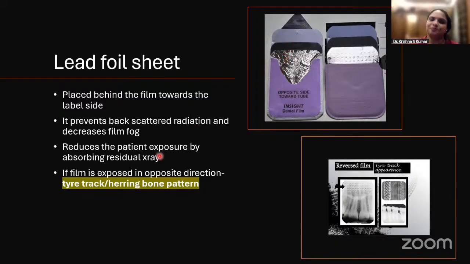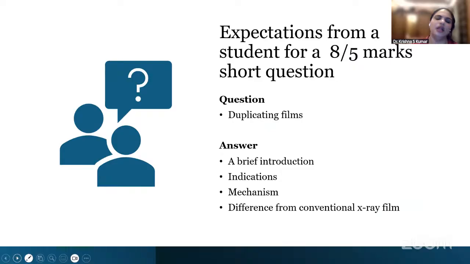So this label side should not be placed in front of the X-ray tube. If it is placed like that, what happens? This lead foil will absorb the primary radiation. Before reaching the film itself, the primary radiation will be absorbed by the lead foil and very little radiation will reach the film, which results in a light radiograph. The radiograph will be light and you will get a tire tract or herringbone pattern, which corresponds to the pattern seen in the lead foil. So that is about the contents of the X-ray film.